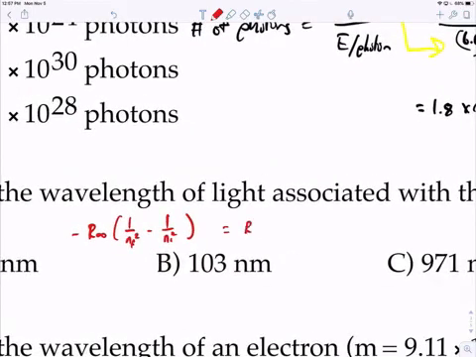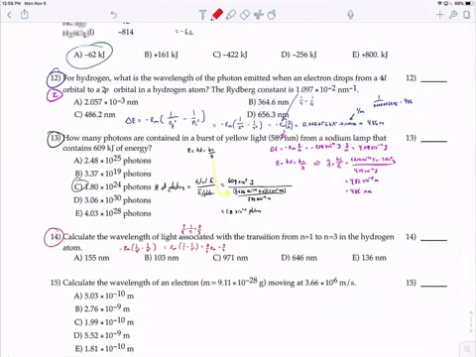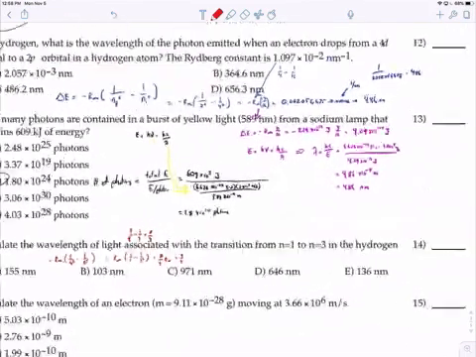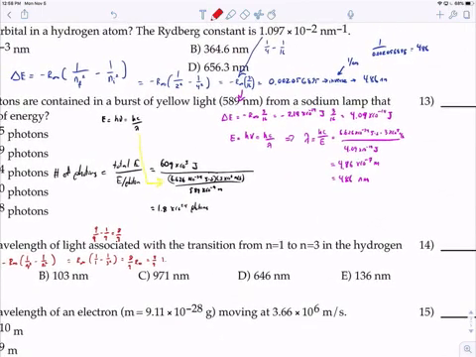So Rydberg times 1 over 1 minus 1 over 3 squared equals 9/9 minus 1/9, which is 8/9. 8/9 Rydberg equals 8/9, and the equation is 1.097 times 10 to the minus 2.